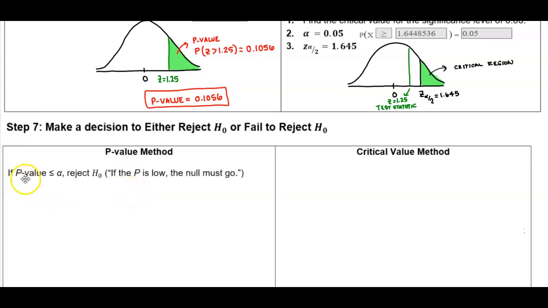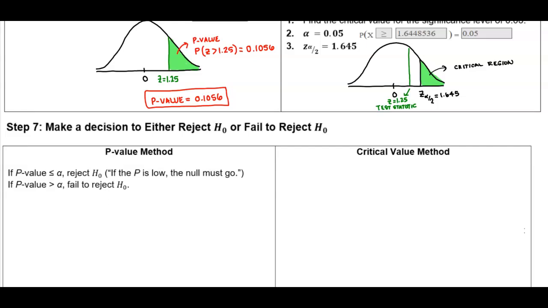Now, if the p-value is less than or equal to alpha, then we reject the null. That means if the p-value is low, meaning if the p is low, the null must go. Now, if the p-value is greater than alpha, then we fail to reject the null.